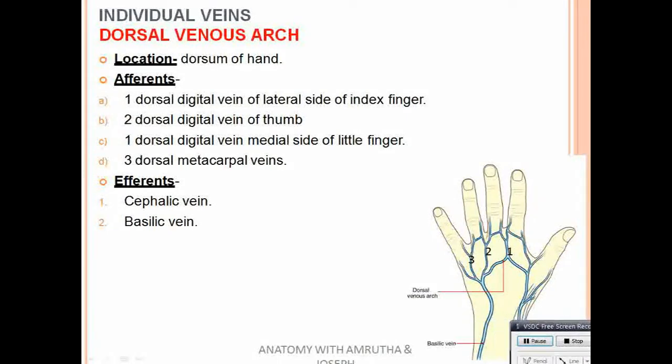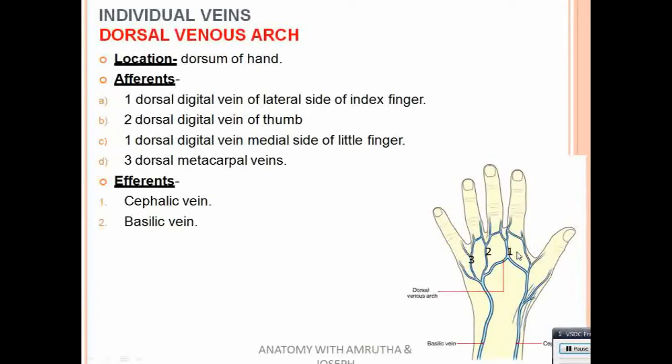Let's see the origin of these superficial veins. So the superficial veins begin as the dorsal venous arch. Dorsal venous arch is a venous arch which is seen in the dorsum of the hand in the superficial fascia. It is formed by some afferents.